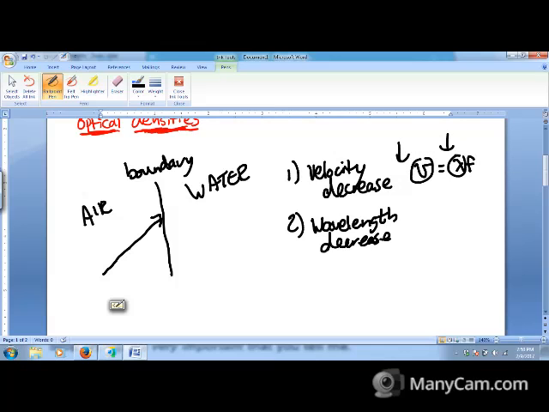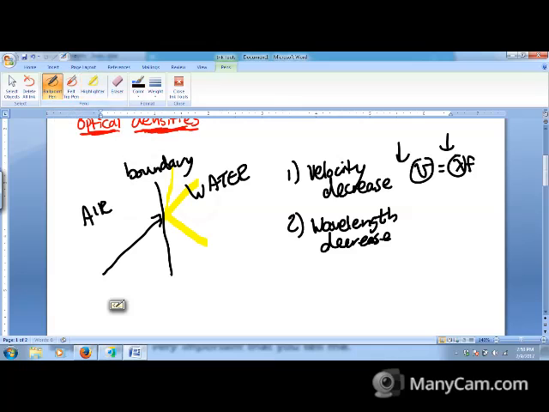But what I didn't talk about is where this light wave actually goes. Okay, so I said that something happens, it bends, but which direction does it bend? Does it just stay in this direction? Does it bend toward the boundary? Does it bend away from the boundary? What actually happens? Well, you know it's not going to be in the same direction.